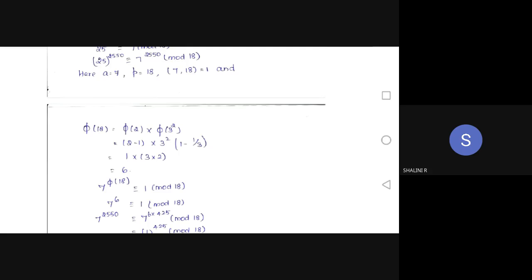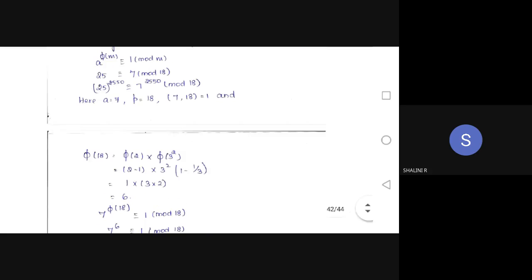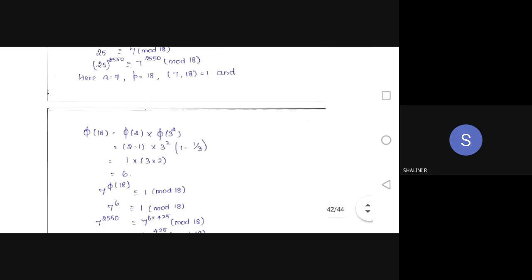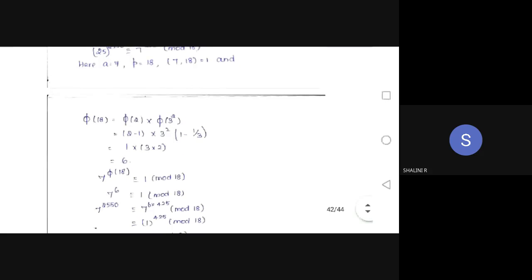Again, 7 power 6 is congruent to 1 mod 18. So 7 power 6 times 425 can be written as 7 power 6, the whole power 425. So 1 to the power 425. So 7 power 2550 is congruent to 1 under mod 18. Okay. So you have the remainder when 7 power 2550 is divided by 18.